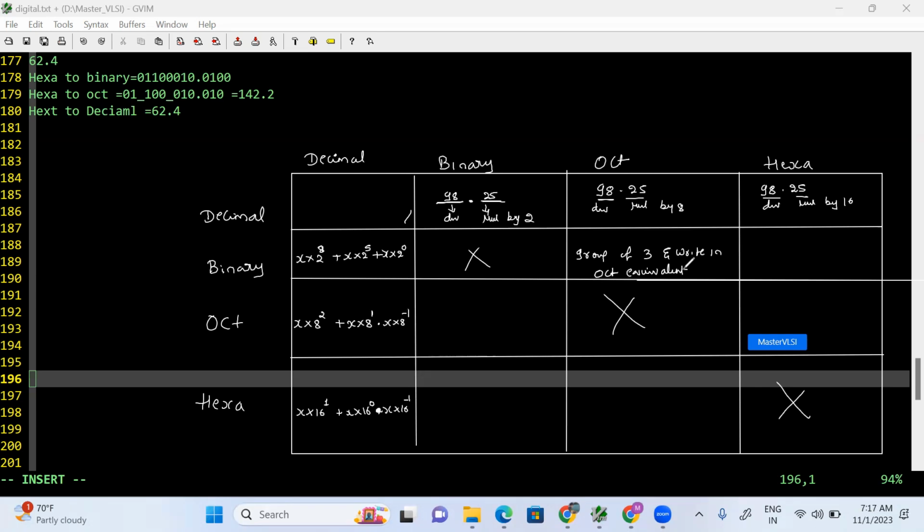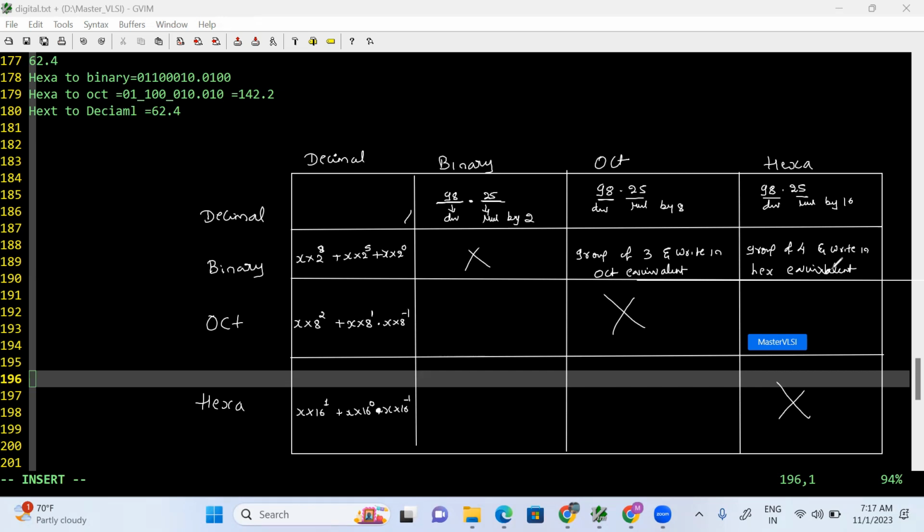Hexa. Group of 4. And write in hex equivalent. Okay, chalo. Over. Next, move on. Octa to binary.